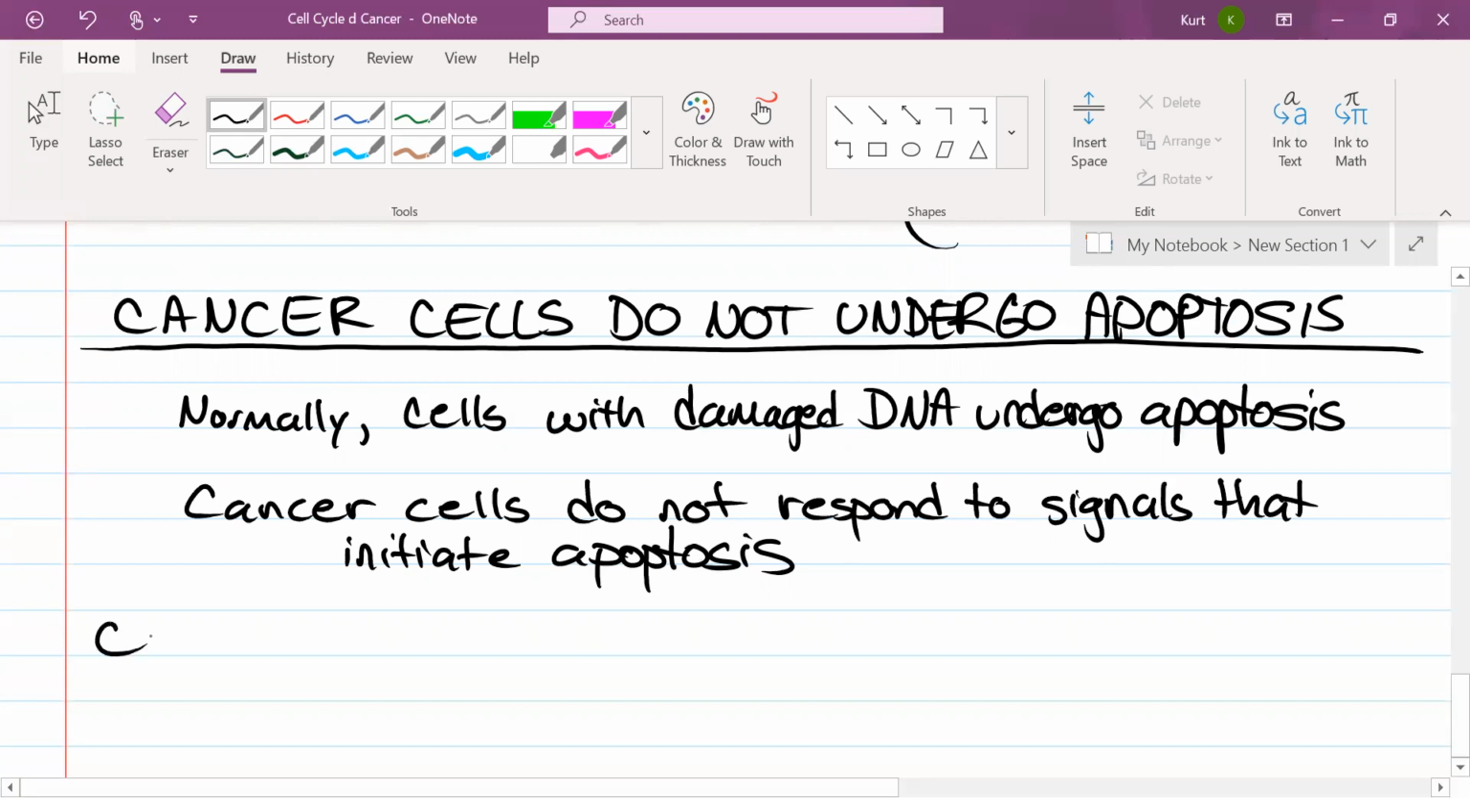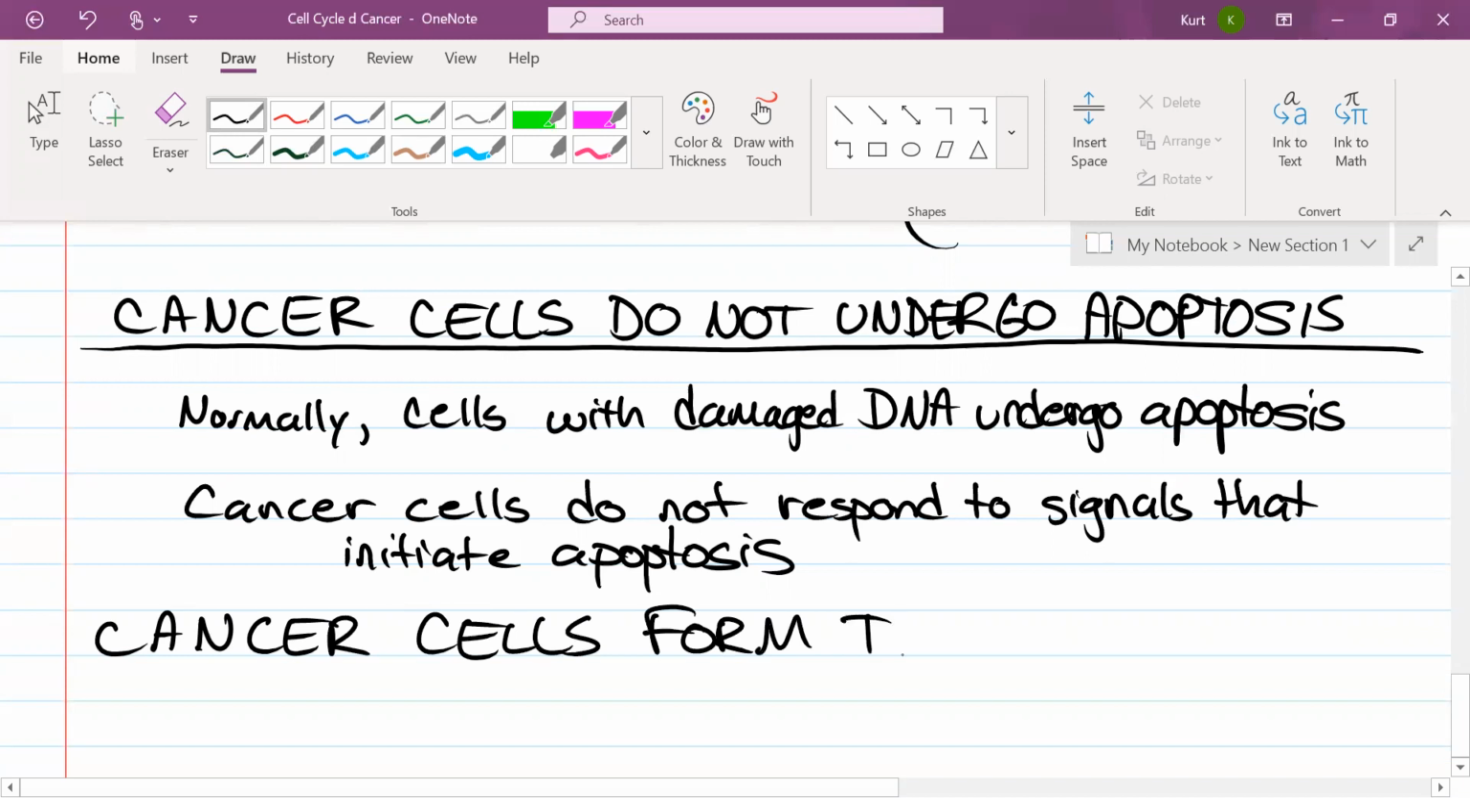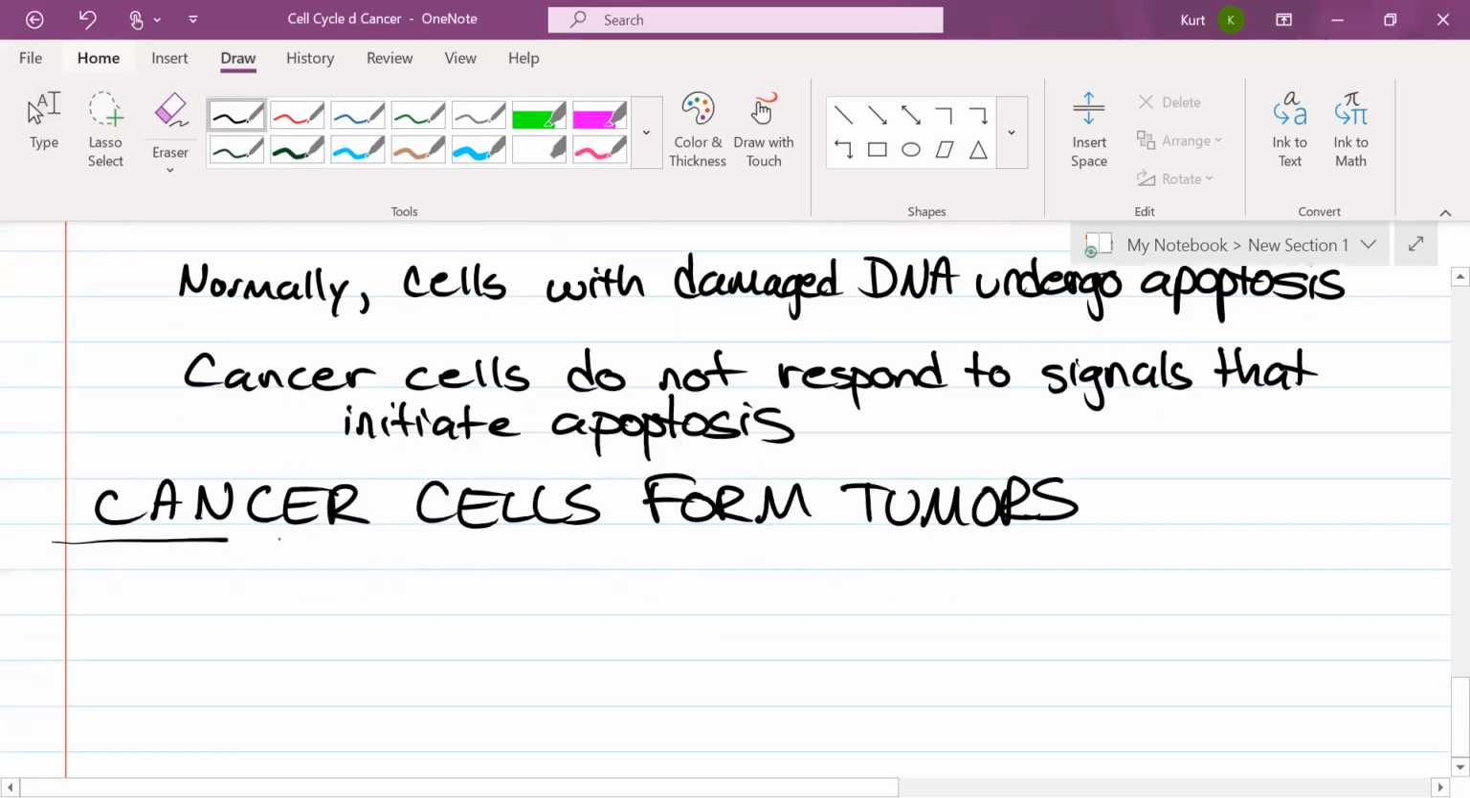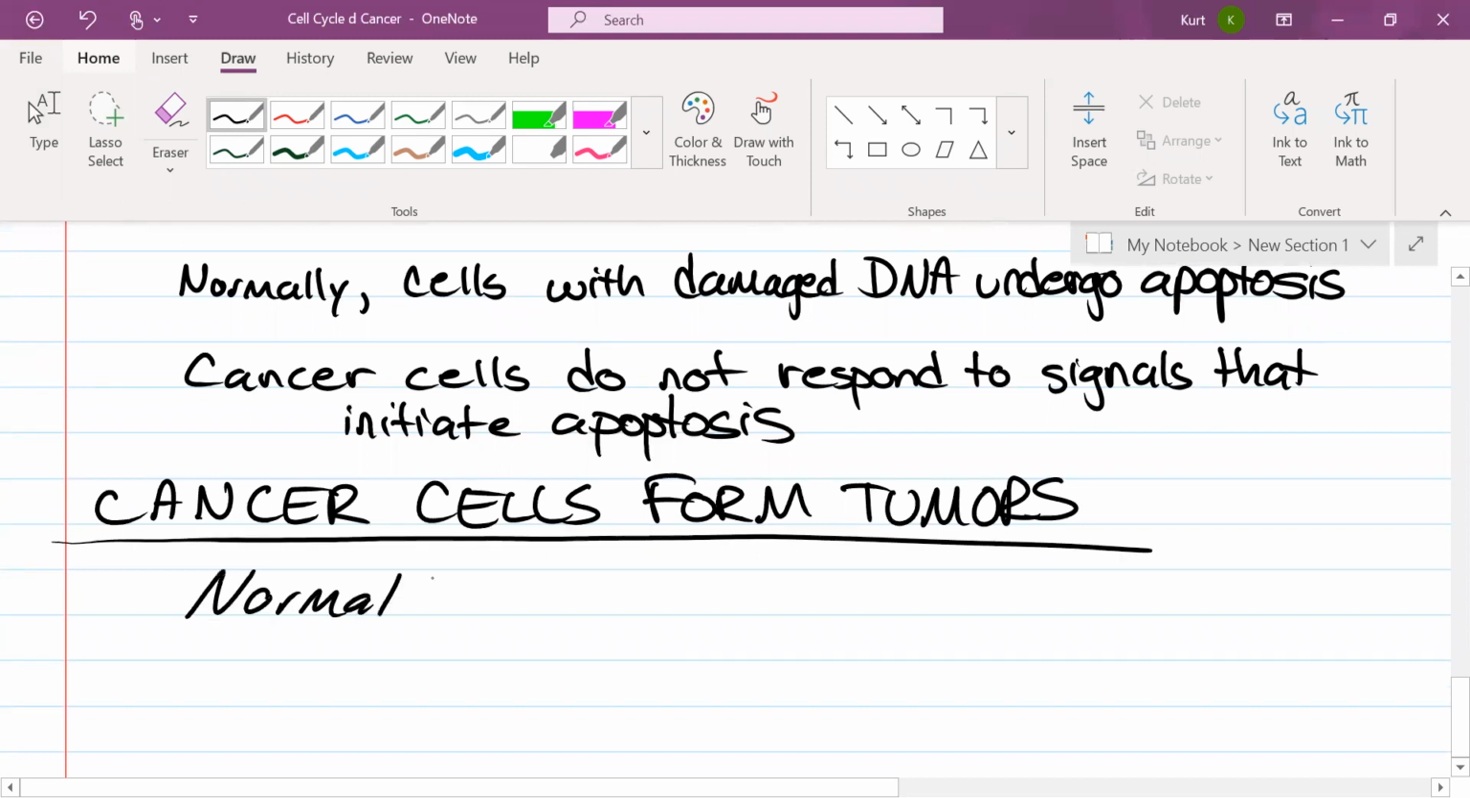Okay, next, a couple more. Cancer cells form tumors. Normal cells possess something that we all call contact inhibition.